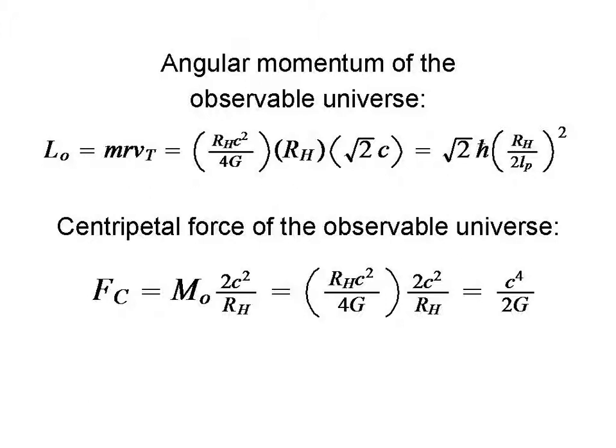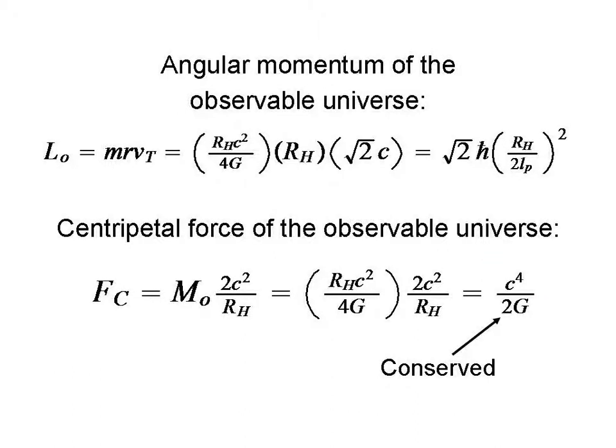Looking at the centripetal force of the observable universe, F sub c, we'll take the product of the mass of the observable universe times the velocity squared, 2c squared, divided by the radius. The product works out to be c to the 4th over 2G. And our product, c to the 4th over 2G, is the conserved initial value.